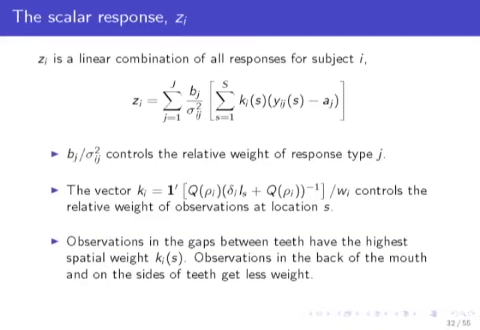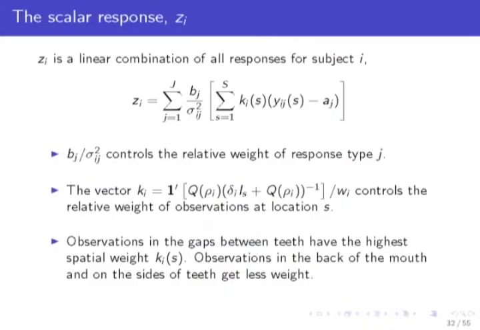Now when you concentrate on Zi, which is a linear combination of all responses for subject I, this is how Zi looks. Look at this expression Bj by sigma ij square, which controls the relative weight of response type J. And this vector Ki is defined as this, which controls the relative weight of observation at location S. What it means here is that the observations in the gaps between the teeth, which have 3 neighbors, have the highest spatial weight Ks. Since they have more neighbors, they contribute more spatial weight, and a higher value of Zi.